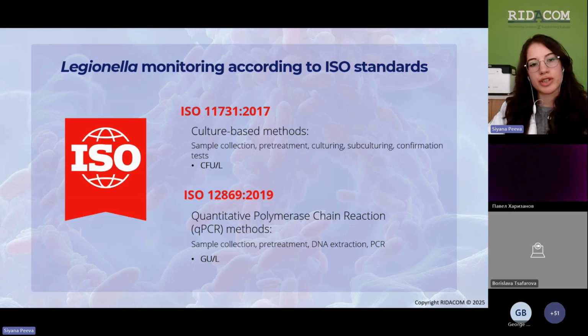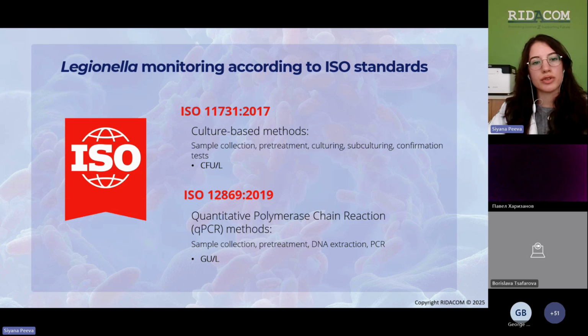So after we pre-treat the samples through these methods, we inoculate them on media, and then we have to wait 7 to 10 days to get the first results. Then the colonies which we think might be Legionella, we have to subculture them and wait for another few days. And lastly, we have to perform confirmation tests to be sure that the colonies are Legionella and certain Legionella species.